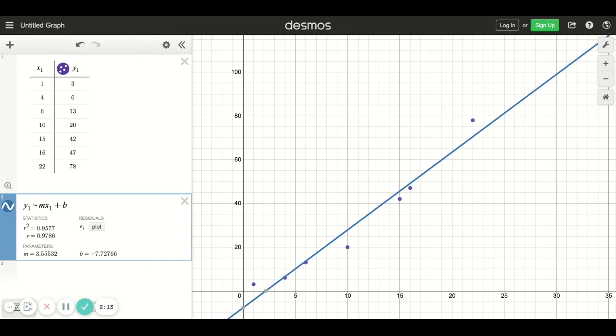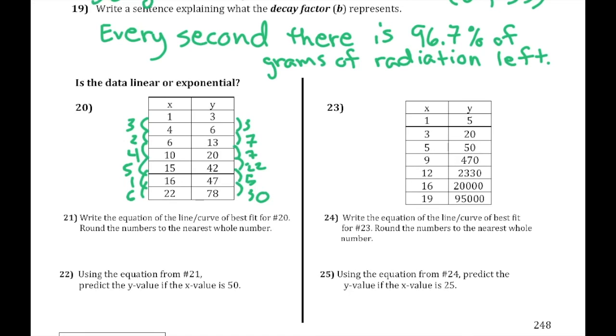And so when we go back to our number 20 on our notes and 21, we're going to go ahead and write out this equation using this information. So our slope rounded to the nearest whole number would be 4, and our y-intercept rounded to the nearest whole number would be -8. So let's flip back to our notes and write that equation for number 21. So it's going to be y equals 4x minus 8 because we rounded them to the nearest whole.